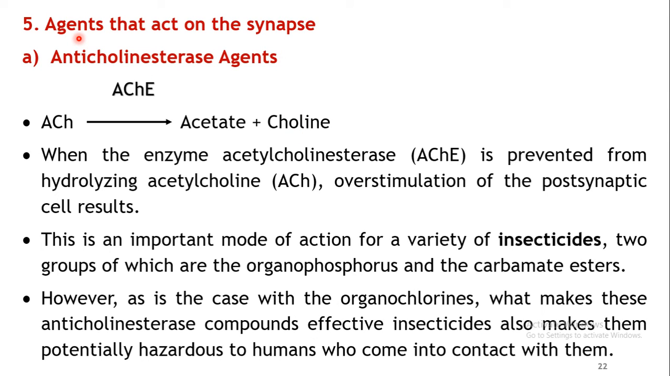Then the next type of damage is from agents that can act on the synapse. There are certain chemicals which can act on the synapse, as we have seen that there is no direct contact between one neuron and another neuron, or one neuron and the effector organ. At this synapse, the signals are carried by neurotransmitters, as we have seen earlier. One of the important neurotransmitters is acetylcholine. Of course, there are a number of neurotransmitters acting at the different systems under the nervous system. There are certain specific neurotransmitters present in the specific systems.